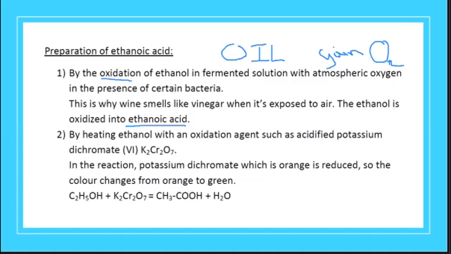By heating ethanol with an oxidizing agent, and remember an oxidizing agent is itself reduced but oxidizes another species, such as acidified potassium dichromate, we can also produce ethanoic acid. In the reaction, potassium dichromate, which is originally orange, undergoes reduction and the color changes from orange to green. So it means that alcohol was present.